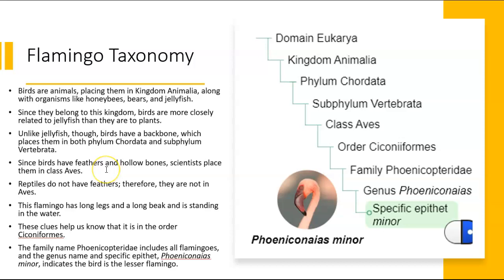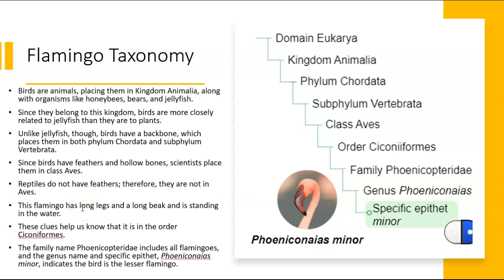And a flamingo is a bird, and we have a class for birds called Aves. Birds have feathers and hollow bones. That makes them different from reptiles because reptiles do not have feathers. So reptiles are not in the Aves class. But there's a wide variety of birds, so now we're going to divide them into order.